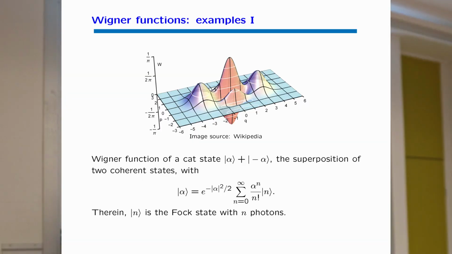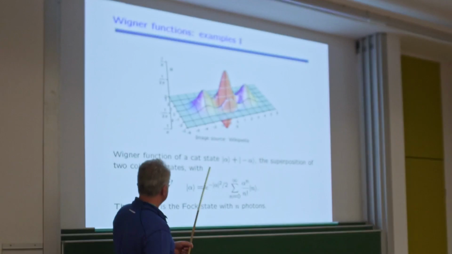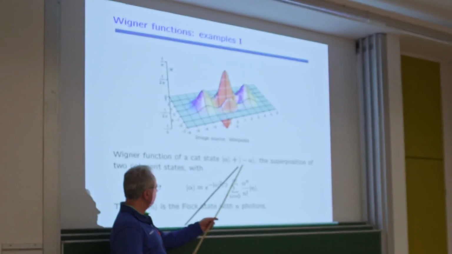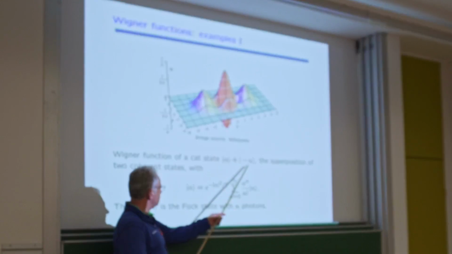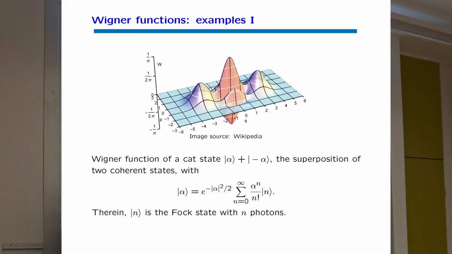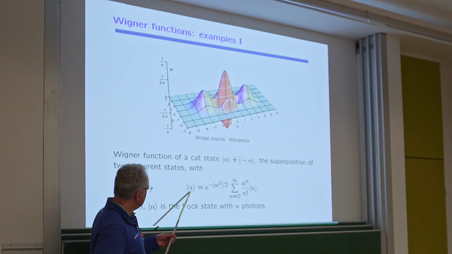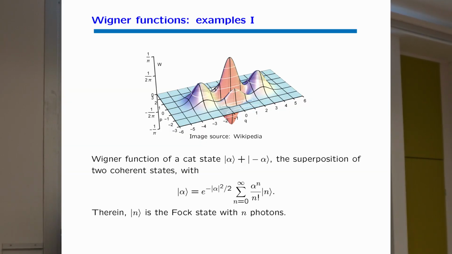Here you have a Wigner function of a so-called cat state. So let's just quickly see what this is. This is a coherent superposition of two coherent states. Coherent states by themselves, as a Wigner function, are just Gaussian peaks centered around a certain point. This number alpha is a complex number, and if you would look at the Wigner function of this thing alone, it would be a Gaussian peak centered around that value.